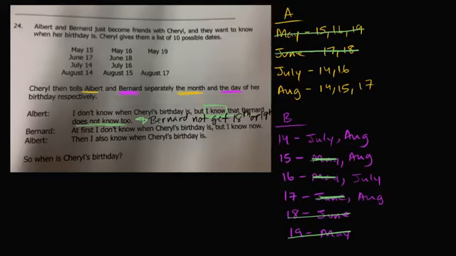Now, once again, at any point, if you get so inspired, please pause the video and continue on with the deductive reasoning that we have started. All right. Now Bernard says, at first, I didn't know when Cheryl's birthday is, which is fair because it wasn't the 18th or 19th, which Albert already knew. But now I know. So before he didn't know, but now he knows.